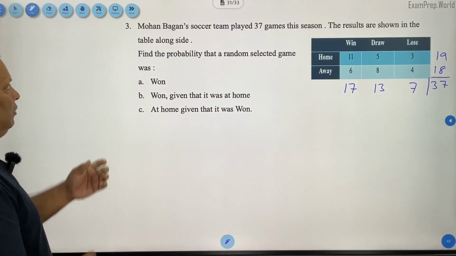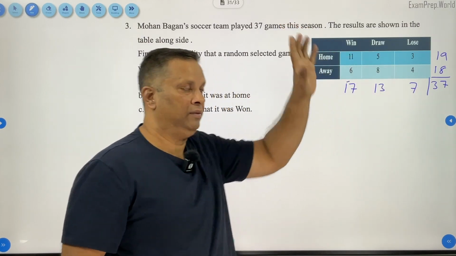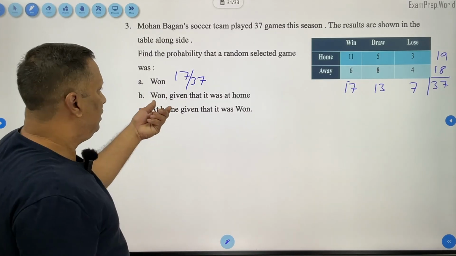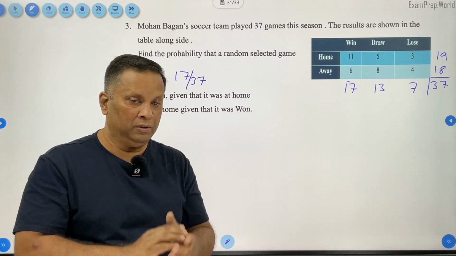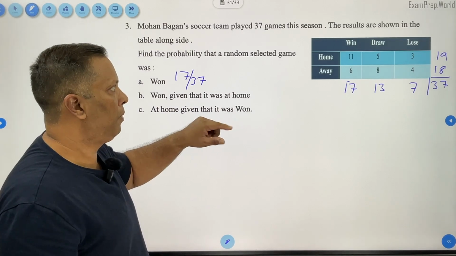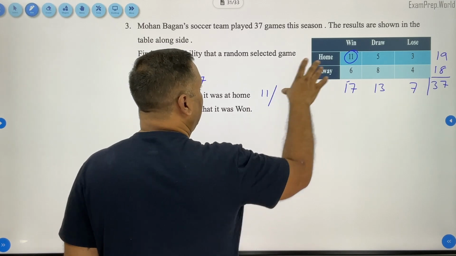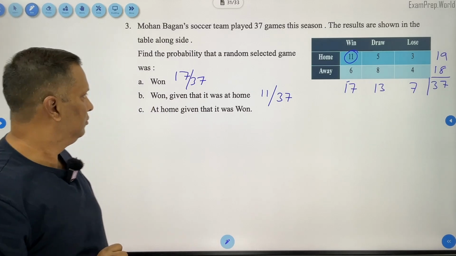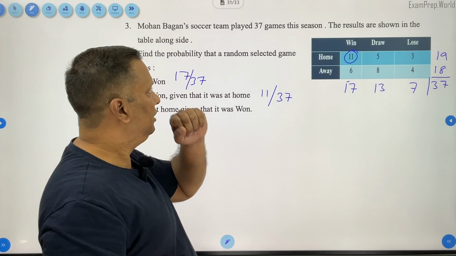So they have 37. What is the probability that they win the game? 17 on 37. They won, given that it was at home. So here you don't even have to apply your Venn diagram, intersection, something. You know that they won, but it was at home. So win and home is 11. When you have this kind of data, tables are better than a Venn diagram, straight away you can get your answer. At home, given that it was won.